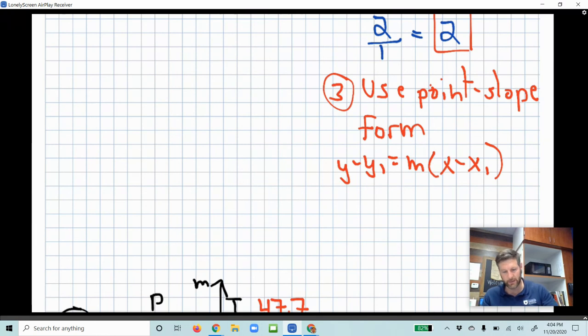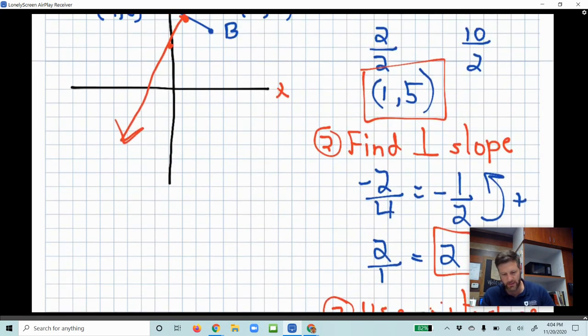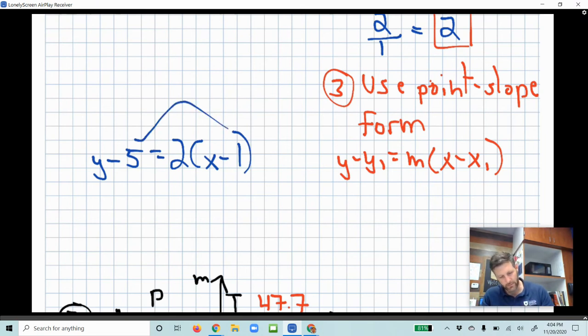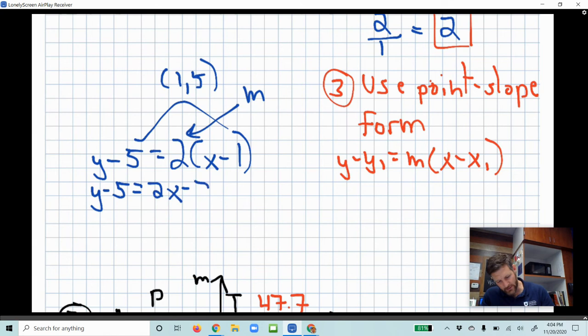All righty, so let's go ahead and plug in. I'm going to go off to the left here, for the sake of space. So my point is 1, 5. So that means I'm going to go y minus 5 equals 2, because that's my slope, times x minus 1, because my point was 1, 5 and my slope was 2. And now we just go ahead and solve this. y minus 5 equals 2x minus 2. We're going to add 5 to both sides.